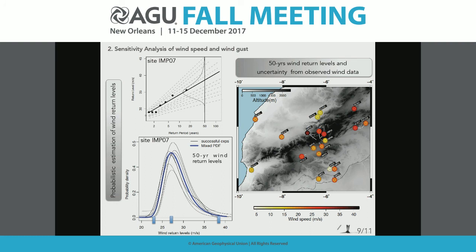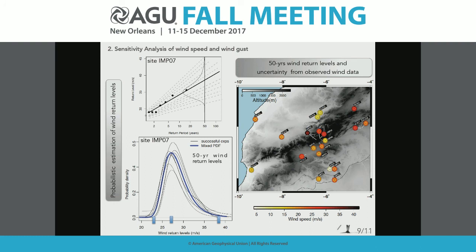So this black probability distribution here represents the probability of having, for a specific return period, here we are talking about the 50-year return period as an example, these wind return levels here on the horizontal. Okay, so as we have several successful cases at each site, what we can do is, out of all the resulting PDFs, calculate the mixture probability of all of them, which is the blue line here in a schematic plot.